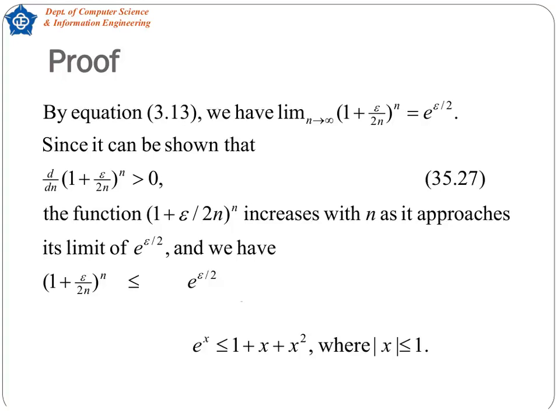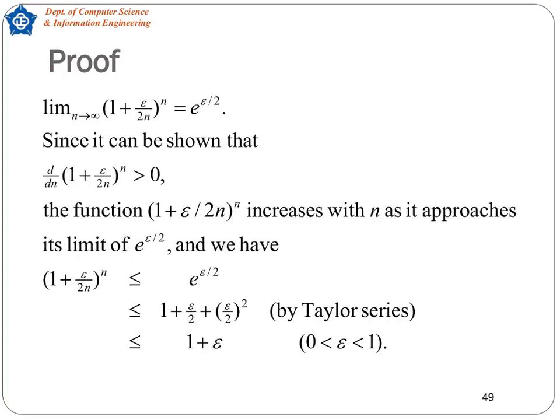Finally, to wrap up our chain of inequalities, we invoke the familiar estimate e^x ≤ 1 + x + x² whenever |x| ≤ 1, which completes the set of bounds we need for the proof. Building on our earlier monotonicity argument, we now show that as n grows, the expression (1 + ε/2n)^n converges to e^(ε/2). First, differentiate with respect to n and observe that the derivative remains positive. This tells us the sequence is strictly increasing. Since it can't exceed its known limit, it must settle at e^(ε/2).